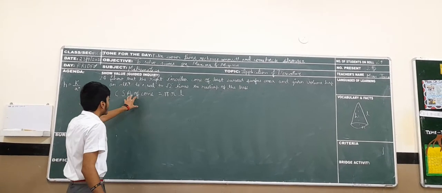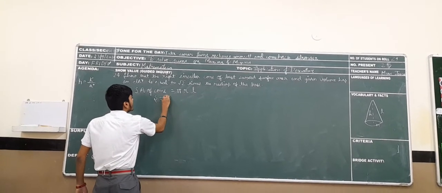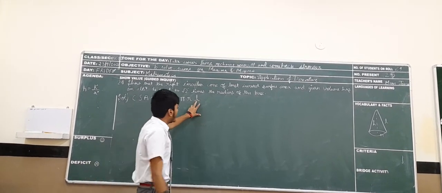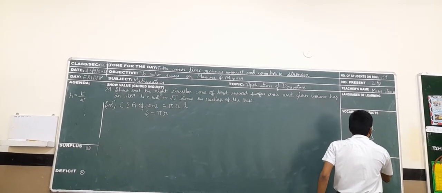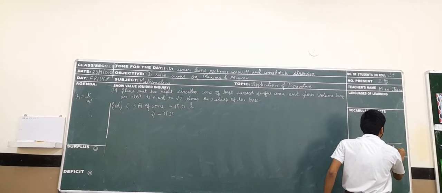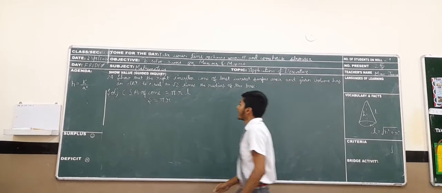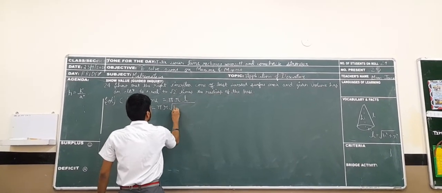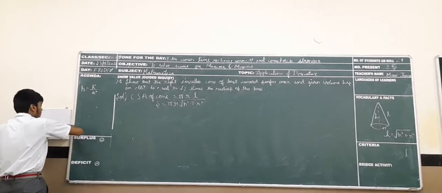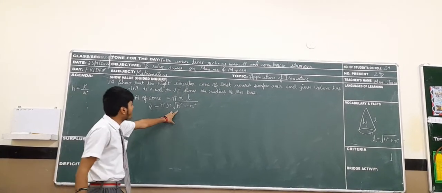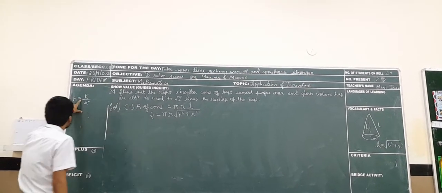Now suppose we represent the CSA of the cone as S. We write S is equal to pi r L. Now, L is what? Slant height. There is a formula for slant height: L is equal to under root h square plus r square. So in place of L, we will substitute this. Previously we found the value of h, and that is k by r square. So in place of h, we will substitute k by r square.